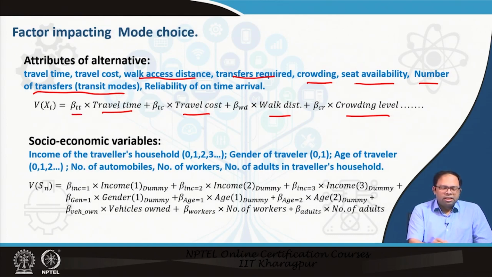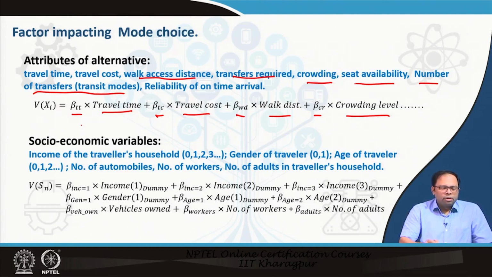And this beta Tt, beta Tc, beta Wd, beta Cr, these are the beta coefficients for each of these attributes, and these are the ones which need to be determined when we solve the model. These are the ones that we need to ascertain when we solve the model.